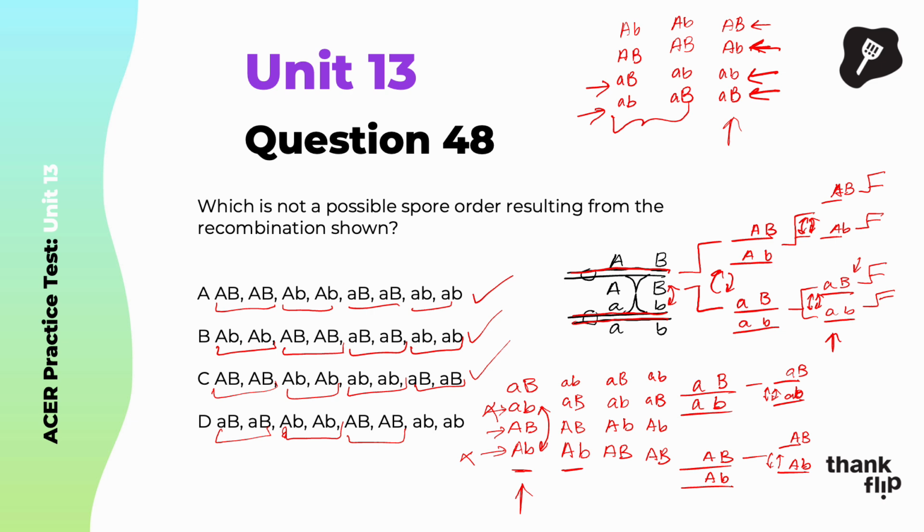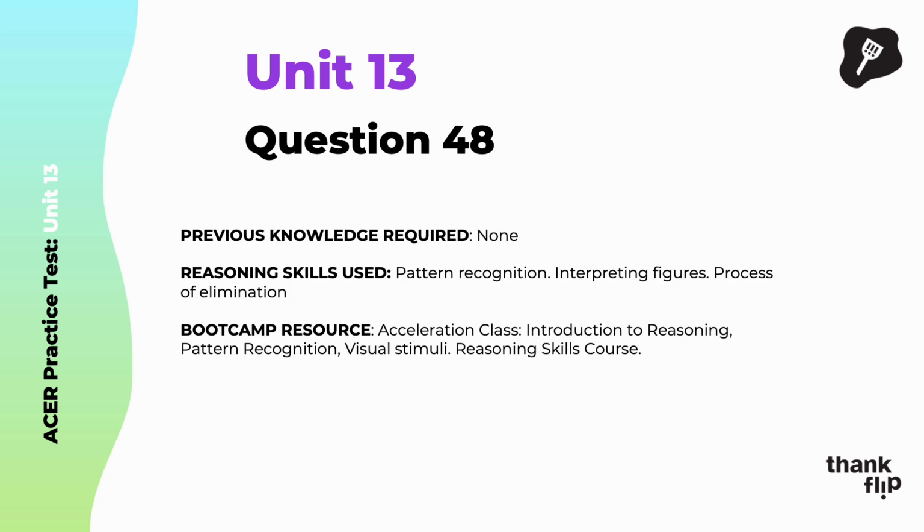And that would be the case if swapping could occur between these. However, it can only happen within these two blocks. And so that's why D is not possible. And so D is your correct answer. For this one, again, they already told you what recombination is, and so you didn't need any previous knowledge. The reasoning skills used were pattern recognition, interpreting figures, and the process of elimination, and those are the same bootcamp resources as the previous question.